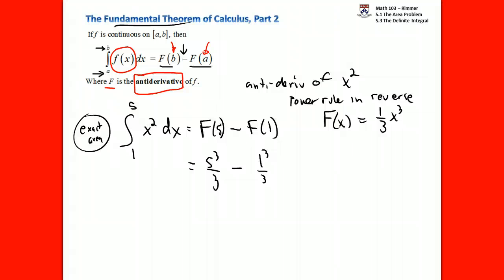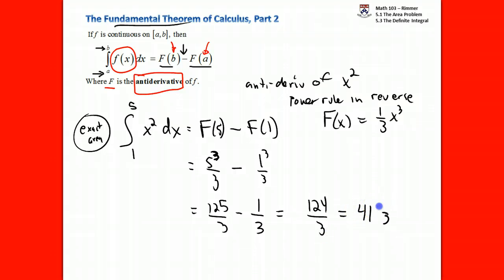Okay. 125 over 3 minus 1 over 3. 5 cubed, not 5 squared. 5 cubed. So we get 124 over 3. Exactly the answer that we got doing the limit definition, in under a minute. So now we can appreciate how wonderful this is, because we did it the long way. So it goes back to being able to do what we did on Friday, find the antiderivative, and algebra, evaluating an antiderivative.